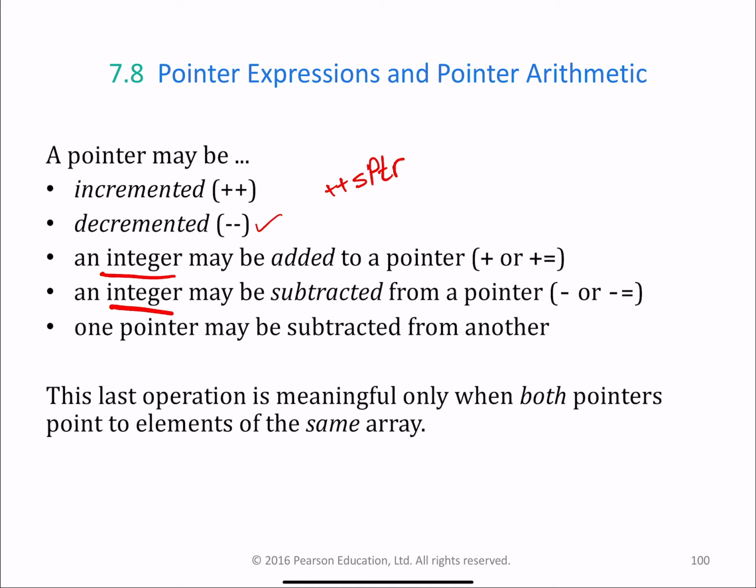This usually only makes sense when we're talking about a pointer to an array, and only for as long as the new result that you get from applying that operator is an address that is within the bounds of the array itself. Another thing we can do is subtract one pointer from another. That also makes sense, and I'll talk about that too. Now this last one, by the way, only makes sense when both pointers point to elements of the same array.